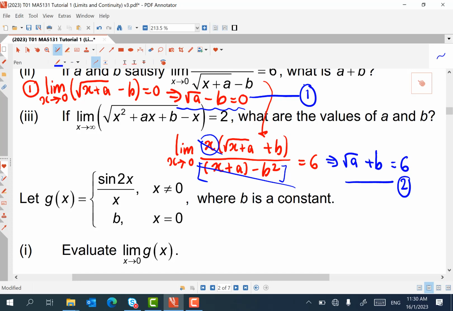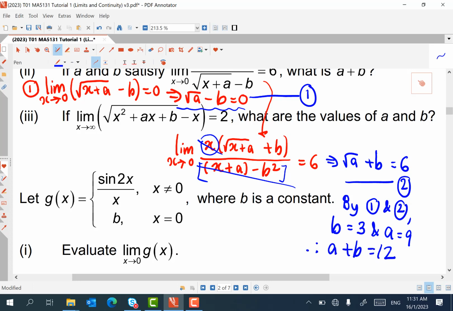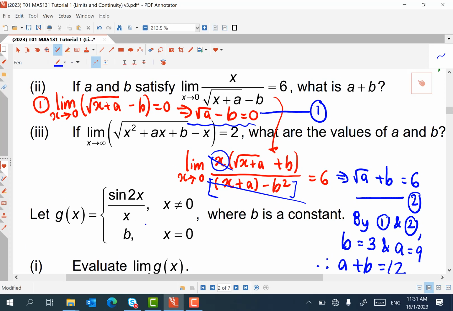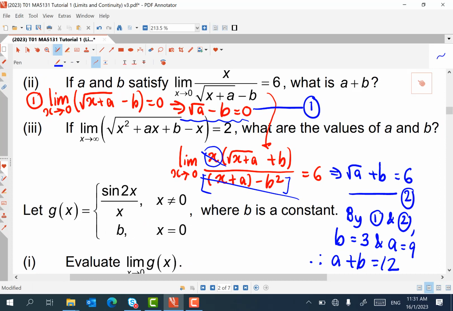So from here, by solving 1 and 2, your b is equals to 3 and a is equals to 9. Therefore, a plus b is equals to 12. That's how you do part 2. Okay, while you look at part 2, now let's look at the solution.